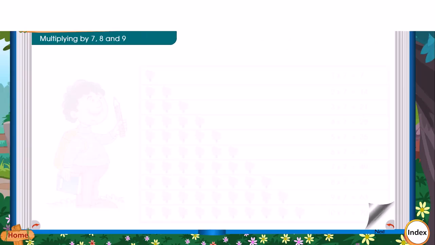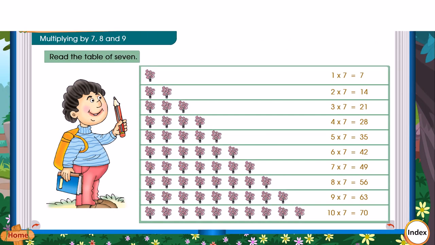Multiplying by 7. Read the table of 7. 1 sevens are 7. 2 sevens are 14. 3 sevens are 21. 4 sevens are 28. 5 sevens are 35. 6 sevens are 42. 7 sevens are 49. 8 sevens are 56. 9 sevens are 63. 10 sevens are 70.